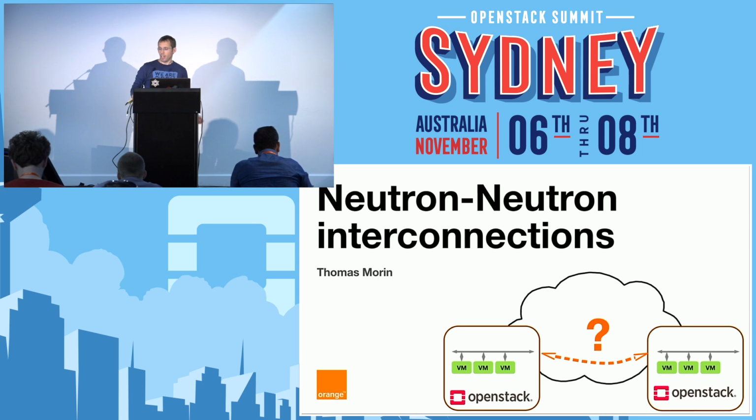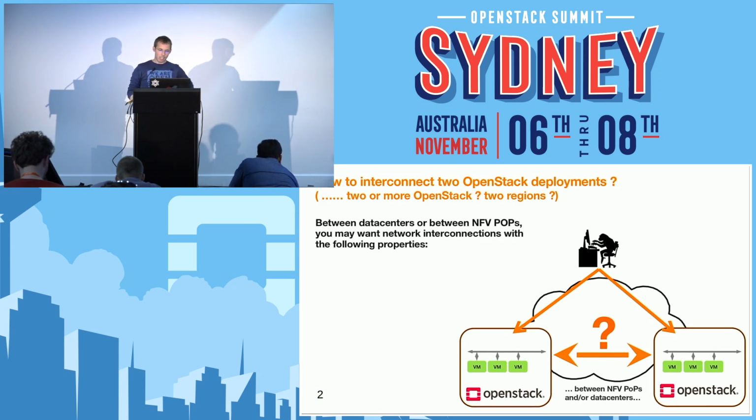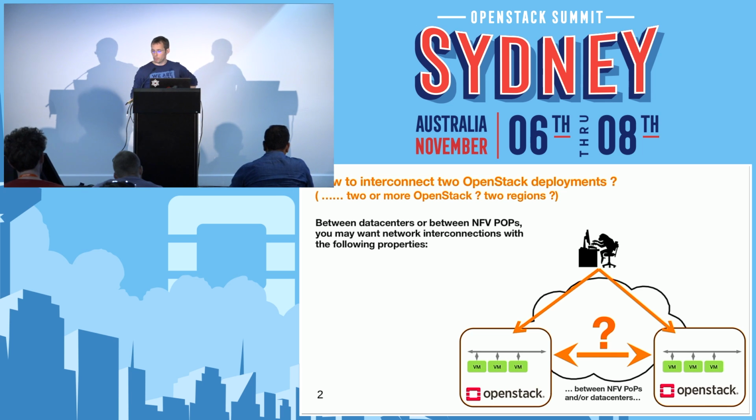Okay, hello everyone. So this talk is about the question of how to interconnect two OpenStack, or more than two OpenStack, together. In different situations, you have needs to interconnect two or more OpenStack deployments, in fact, or possibly multiple regions of one OpenStack. So between data centers or between NFV POPs, you may want such network interconnections with specific properties.